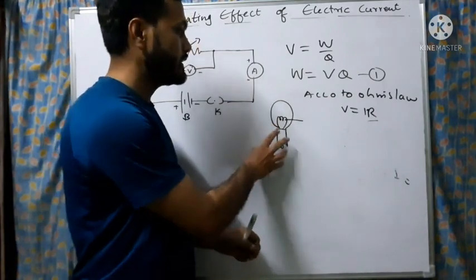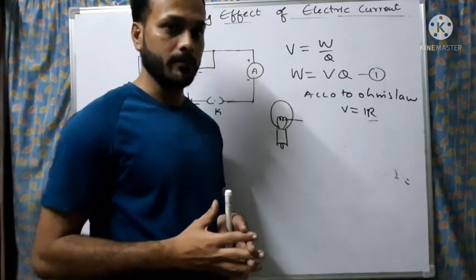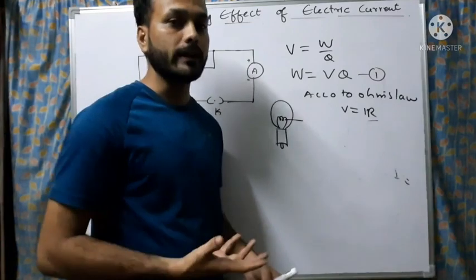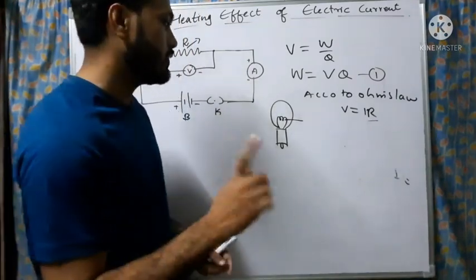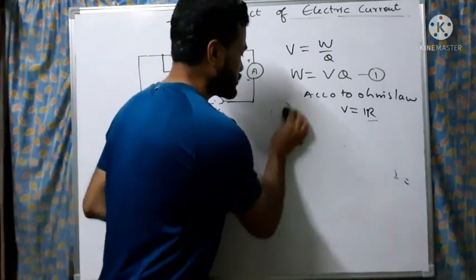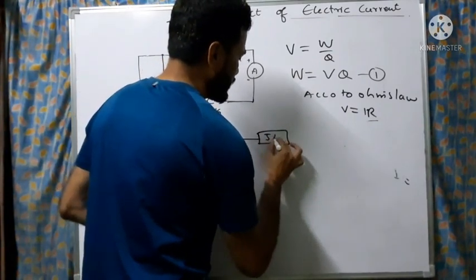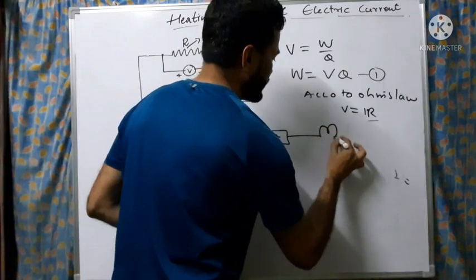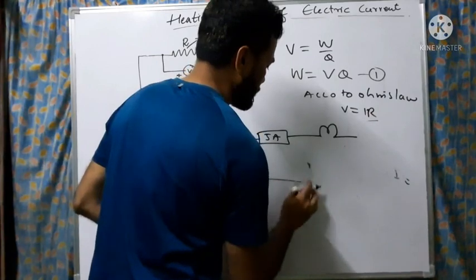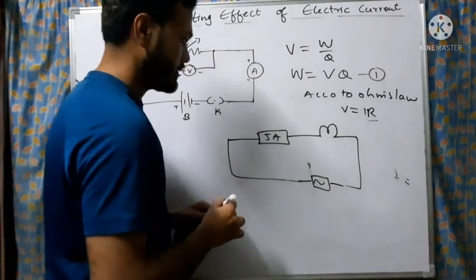So this is the working of the electric bulb, which is based on Joule's law of heating. The more current you pass, the more heat will be developed and the brighter it will glow. One more thing, we'll see how a fuse works, which also works on Joule's law of heating. See here, let's say we have a fuse of 5 ampere connected to a bulb, connected to an AC source, and there is a switch here.